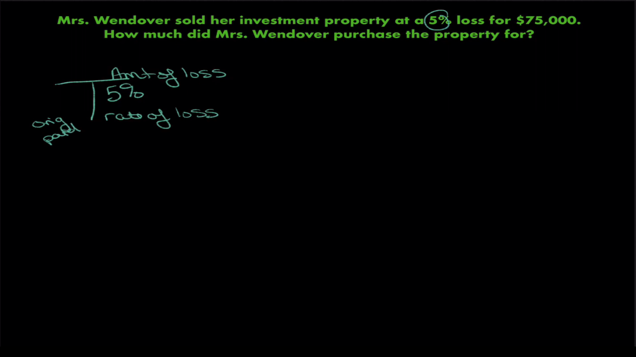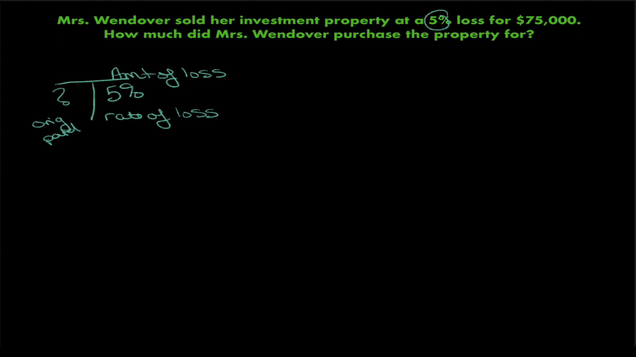So now that we've labeled, let's see what we know. Do we know the amount of loss? No, we don't. And do we know the amount that Mrs. Wendover originally paid? We do not. In fact, that's what we're looking for. So this doesn't appear to be the T-bar that we want to use, and that's okay.